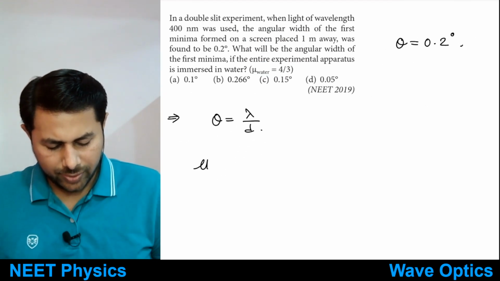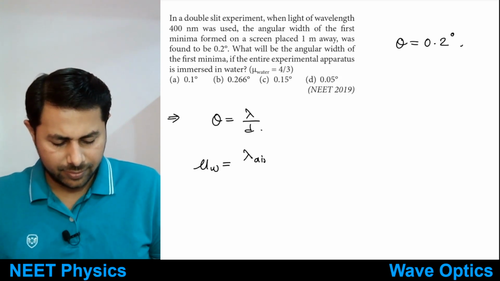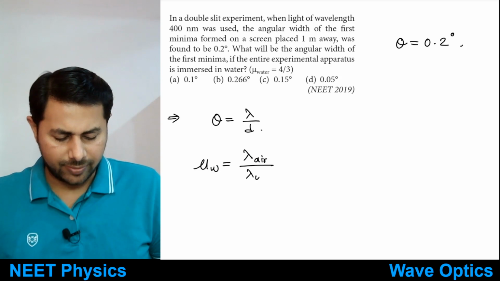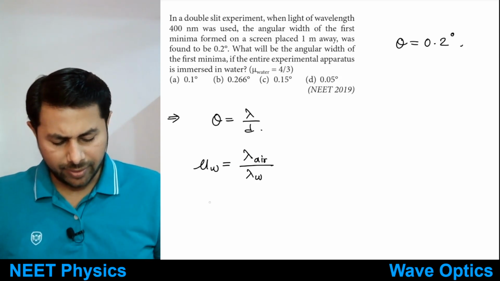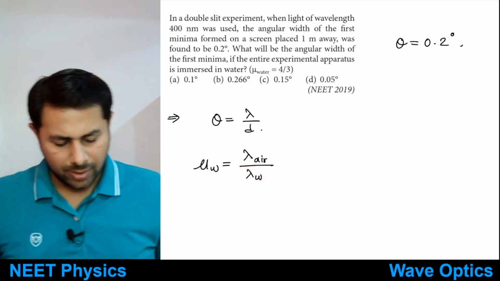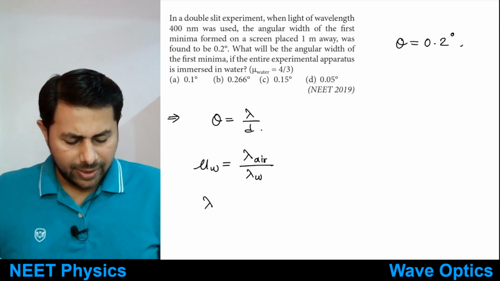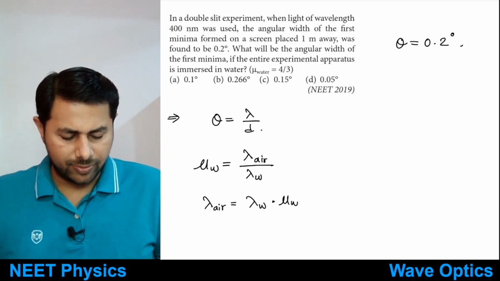So mu w, we can say it's equal to what? Lambda in air divided by lambda in water. Okay, so what would be lambda in water? Lambda in air we can say is equal to lambda in water times mu w.